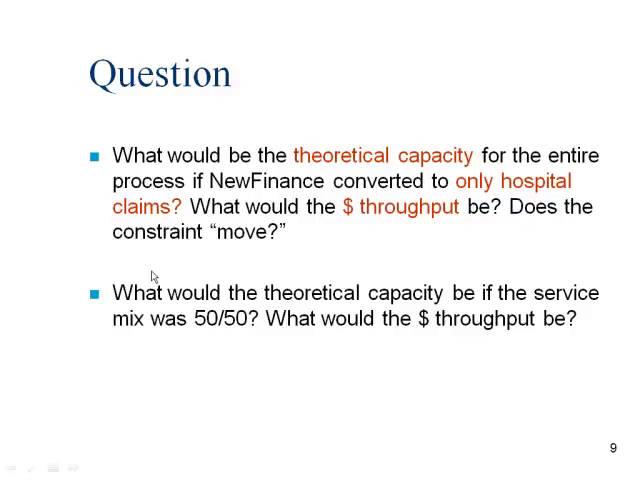So here's the questions we have. What would be the theoretical capacity for the entire process if New Life converted to only hospital claims? And then what would the dollar throughput be? Does the constraint move?